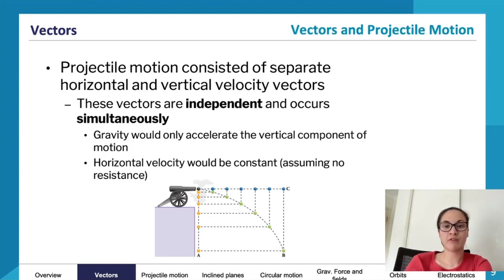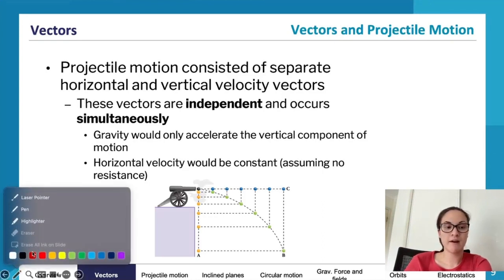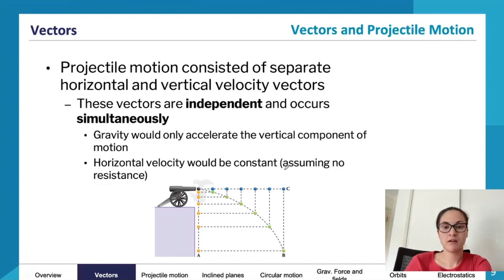Gravity would only accelerate the vertical component of the motion, whereas horizontal velocity would be constant, assuming that there is no resistance. That is really important to remember, and I will underline that. Assuming no resistance. But assuming is the key word I'm talking about here. Reason being is because when you go through a lot of physics questions, it doesn't necessarily just have to be vectors of projectile motion. You have to remember your assumptions. And it's good to listen, that way you know what variables you do need or don't need.